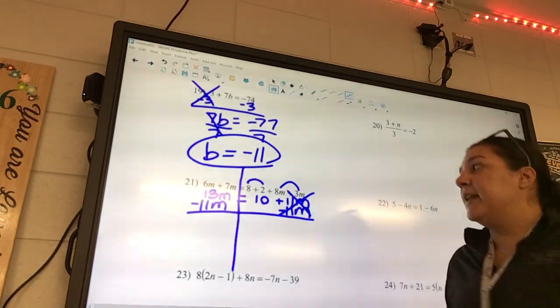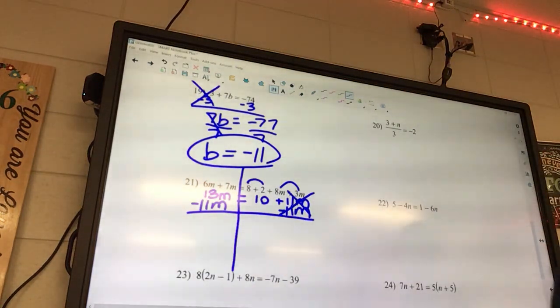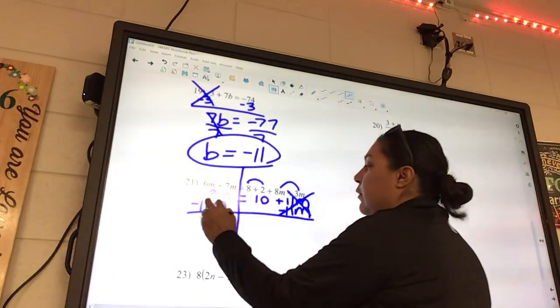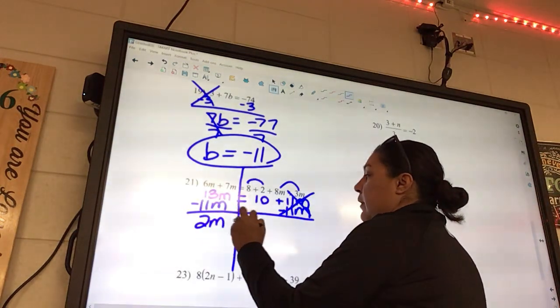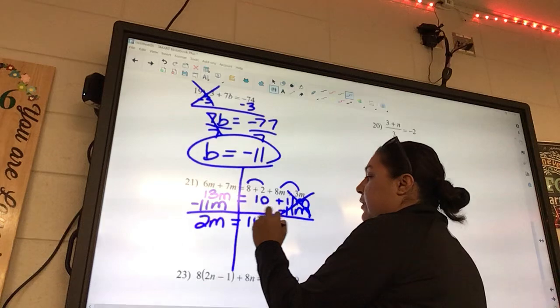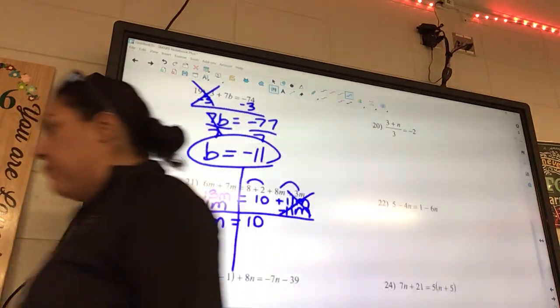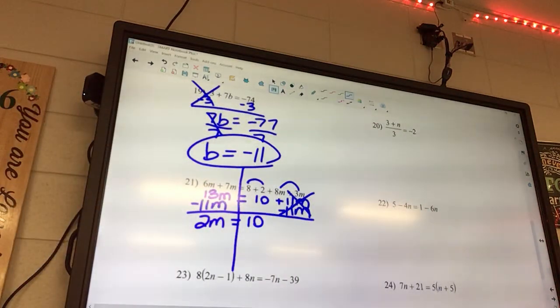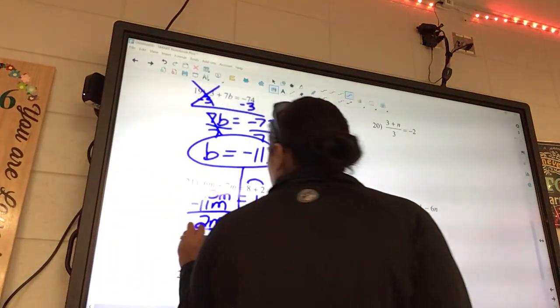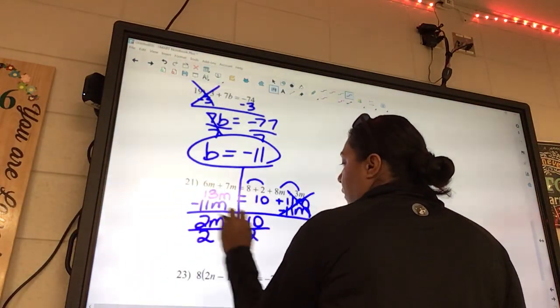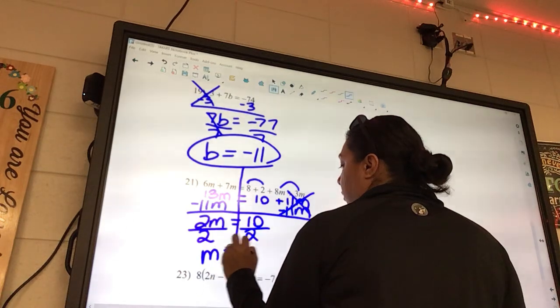Okay, 13 minus 11. 2. So we get 2M equals 10. And then what? Divide by 2. So we're going to get M equals 5.